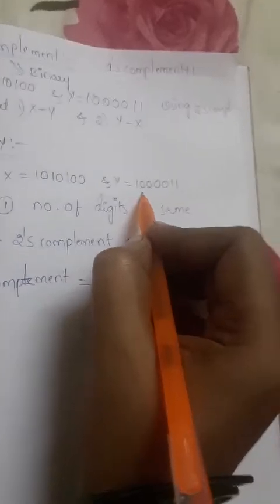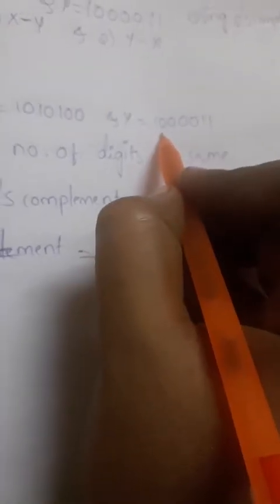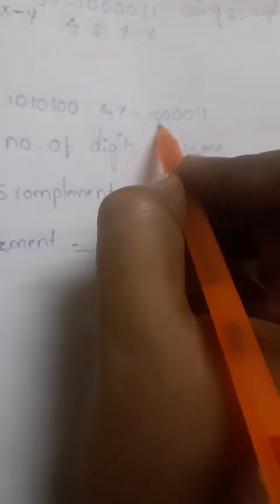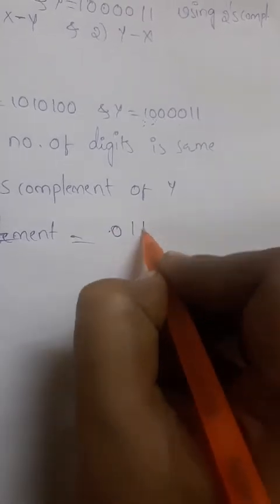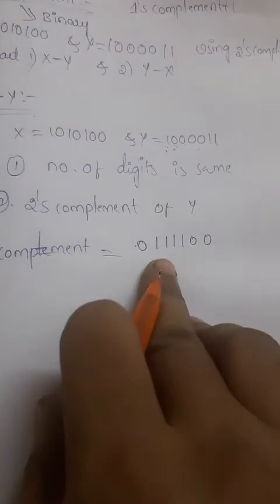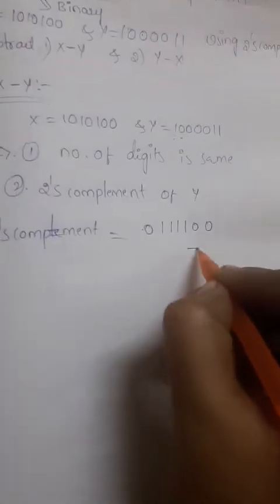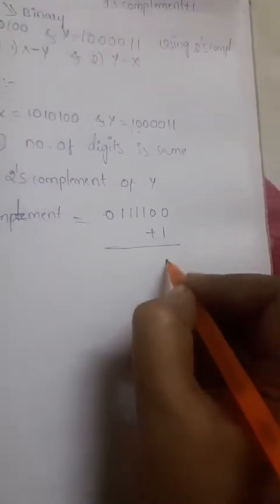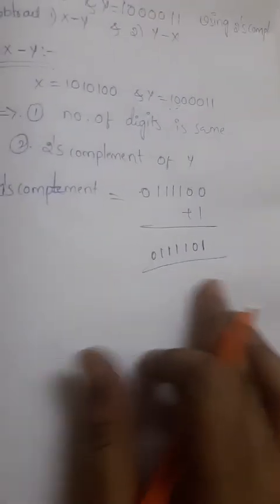1's complement means wherever we have a 0, that will be replaced with 1, and wherever we have a 1, that will be replaced with 0. That is a 1's complement, right? So this is our number, I replace 1 with 0 and 0 with 1. Then the number will be converted like this: 0 1 1 1 1 0 0. This is the 1's complement. After that, we add 1 to the LSB bit, and then we get the result like this. This is the 2's complement result.